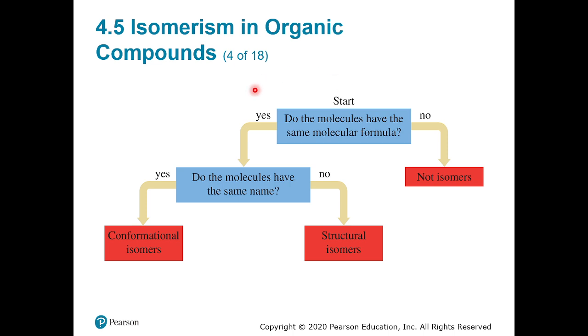If they do have the same molecular formula, then you'd go down here. Do the molecules have the same name? So if they have the same name in the IUPAC naming, then they're going to actually be conformational isomers because they look different because they're twisted different, but they have the same connectivity. If they don't have the same name, if you would actually name them differently in the IUPAC naming, then they're going to be structural isomers. They actually have different connectivity. They're joined differently.